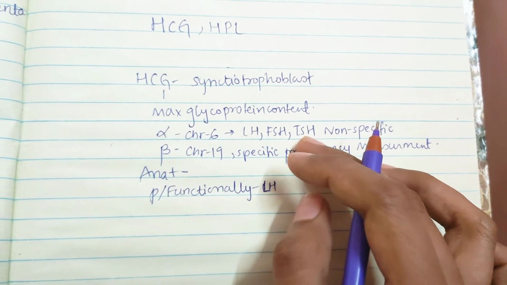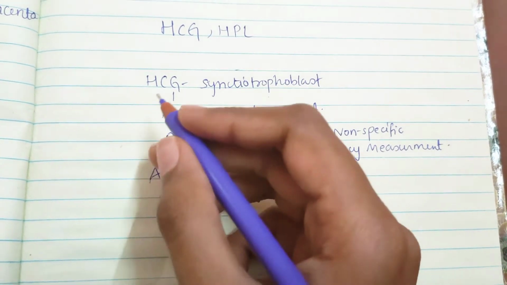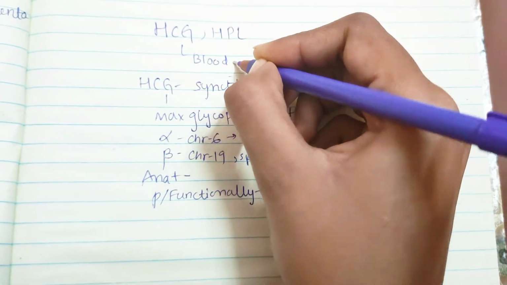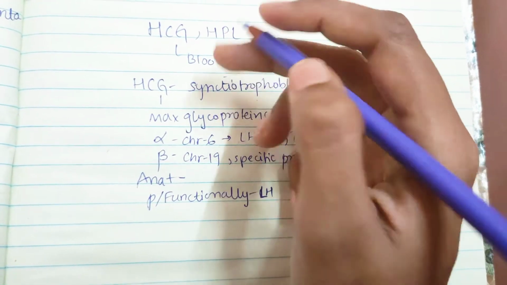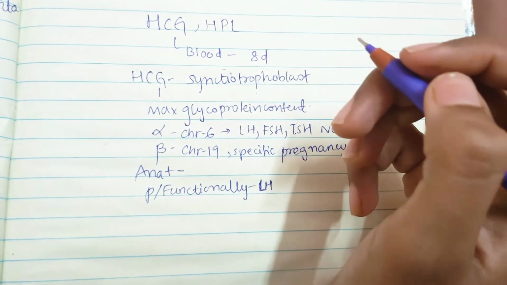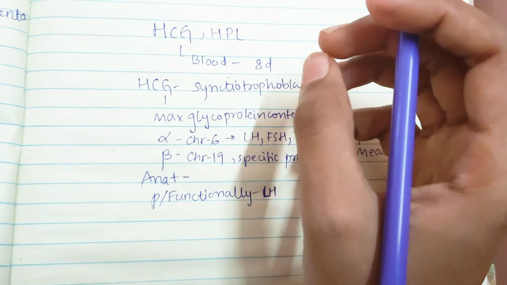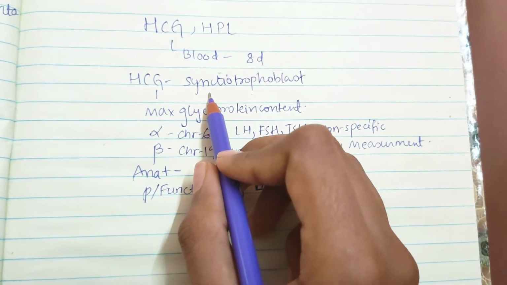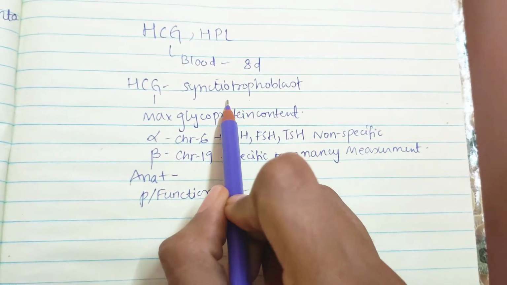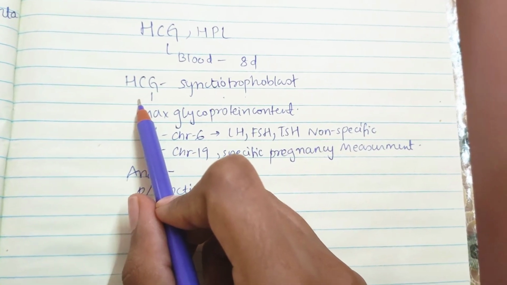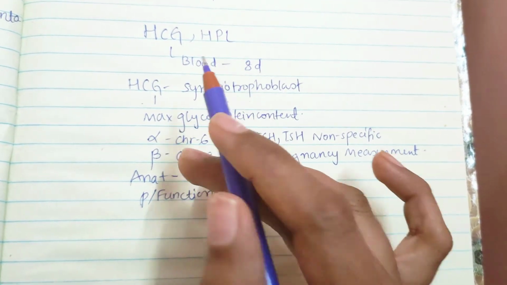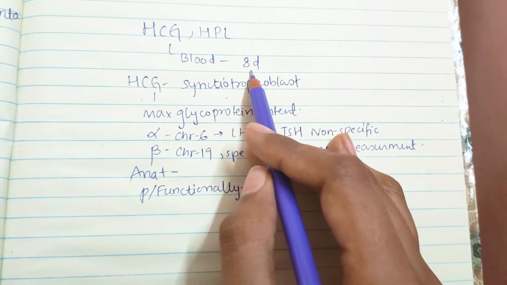Now coming to detection: how to detect HCG in the blood. You can see HCG appearing in the blood 8 days after fertilization. How to remember this? After 8 days of fertilization only, the syncytial trophoblast and cytotrophoblast will form, right? When the syncytial trophoblast forms, only then can HCG be produced. So that's why you can remember it like that.